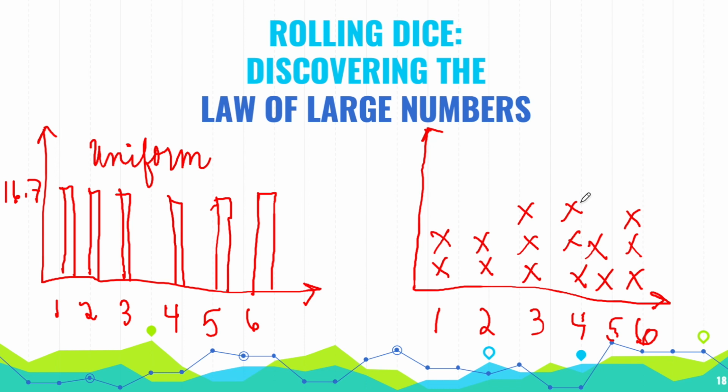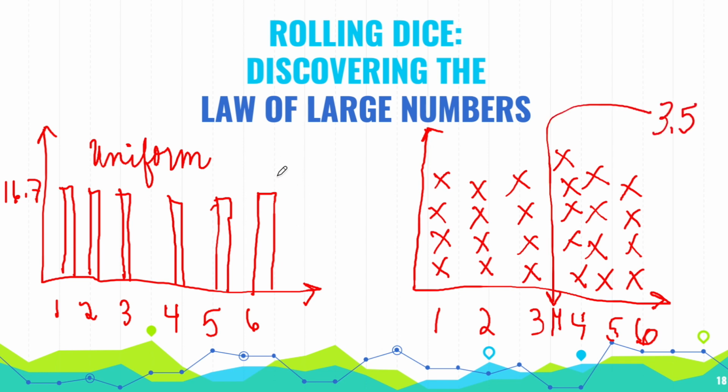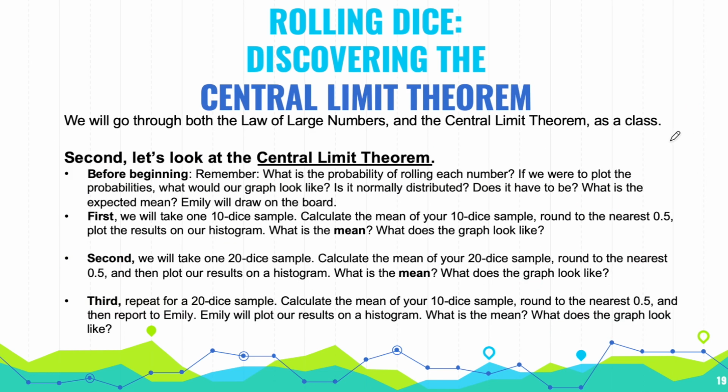As we continue to roll, this uniform probability begins to emerge as we increase our sample size. The more and more dice we roll, the increasingly uniform our graph looks, approaching the expected theoretical probability. As we keep rolling the dice over and over, our actual observed average, x bar, becomes closer and closer to the theoretical average, mu. Now let's think about how this works with the central limit theorem.